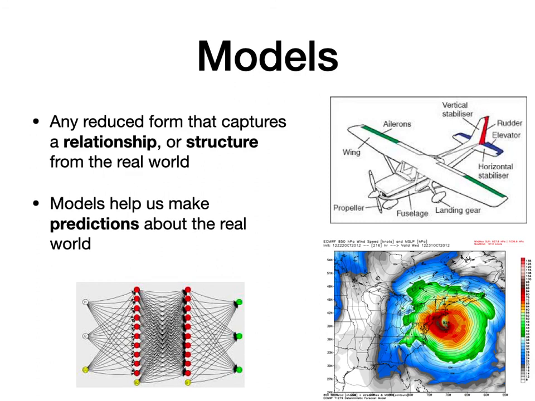Models are, yet again, all fairly abstract, very broad ideas that we're looking at here. But a model is any reduced form that will capture a relationship or some kind of structure from the real world. You can think about a model plane, say. This is a reduced form, right? It is a plane. It still has all of the same moving parts. It doesn't have the engine, of course, but it has most everything else and does what it's supposed to do.